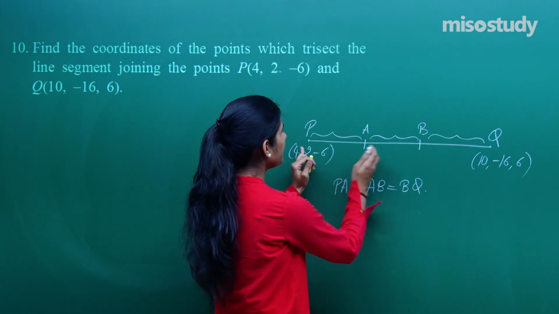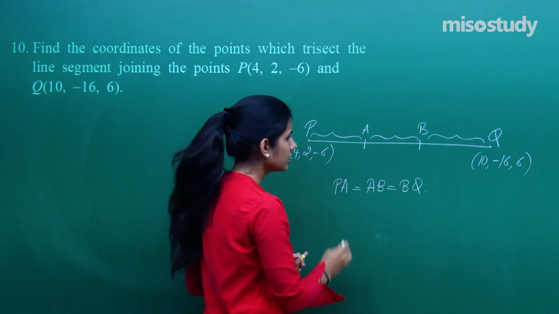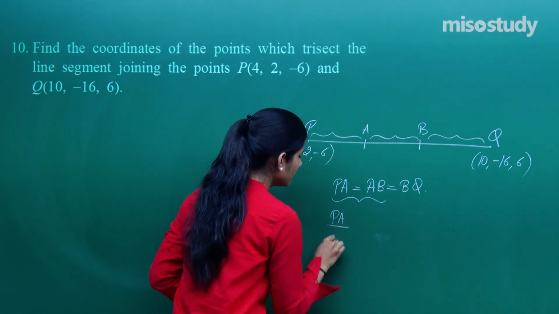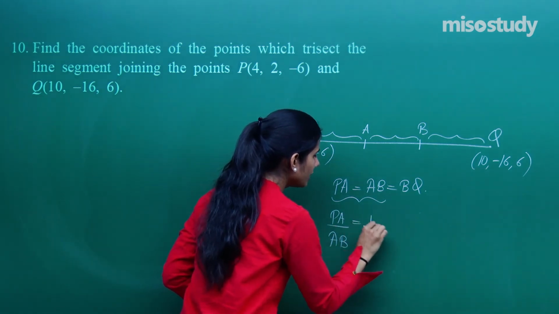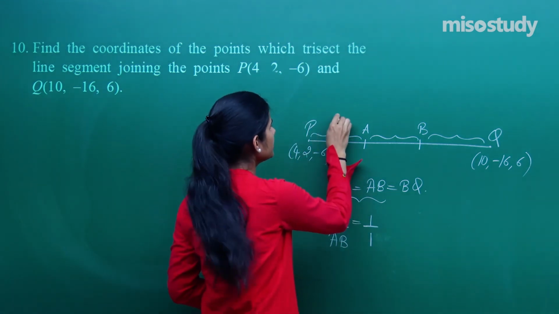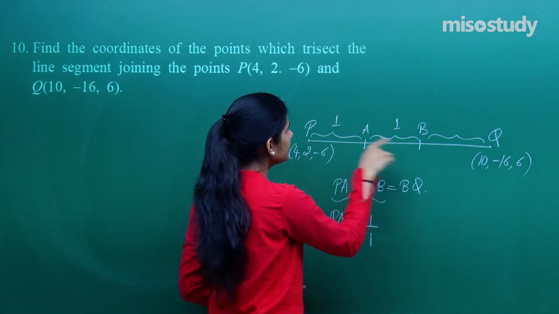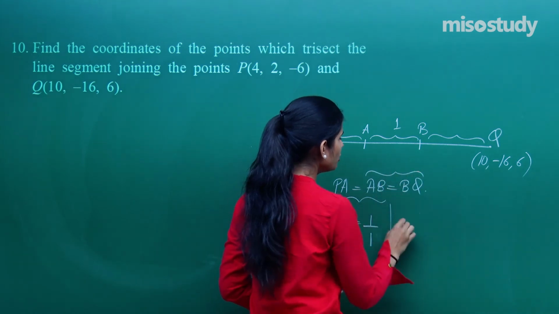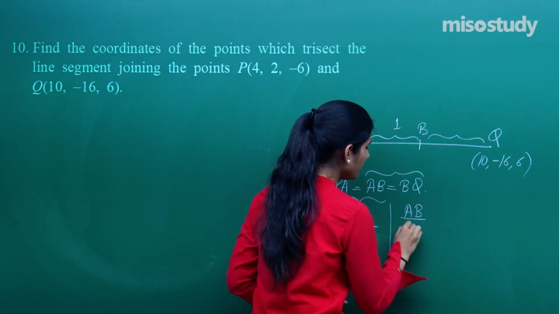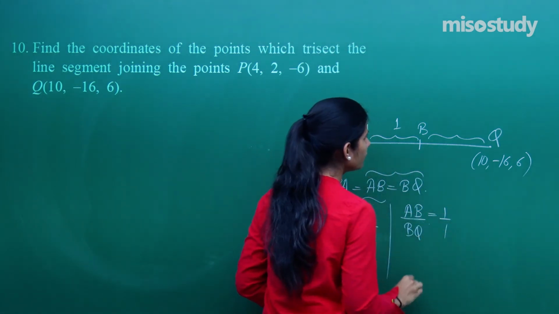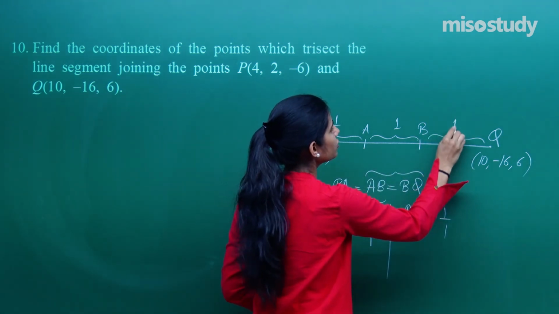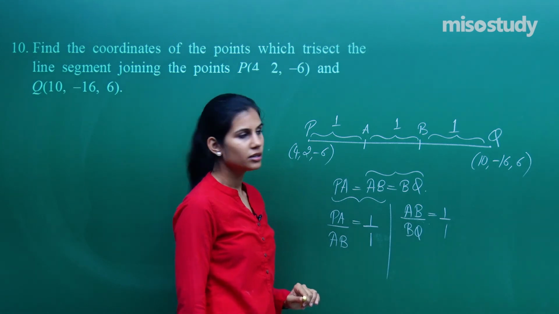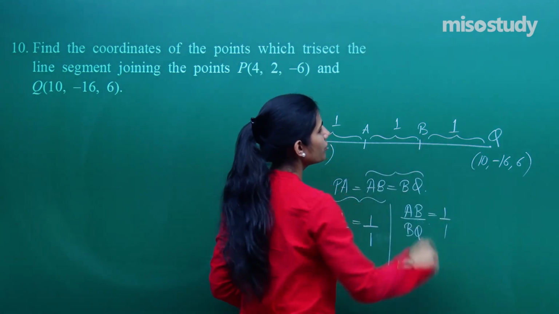This means what? PA is equal to AB means PA upon AB is 1 upon 1. So this is 1 is to 1, that means A is dividing PB in the ratio 1 is to 1. Similarly, if AB is equal to BQ, that means AB upon BQ is 1 upon 1, that means again AB is to BQ is 1 is to 1. So B is dividing AQ in the ratio 1:1.